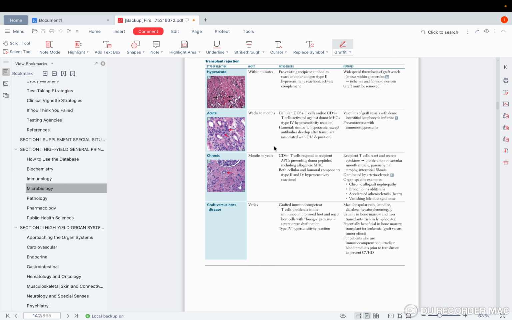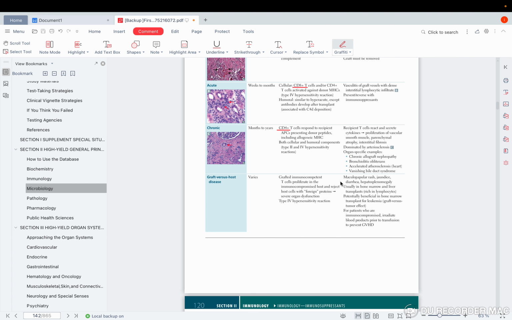If they tell you he has fibrinoid necrosis and thrombosis of the organ, and it happened 2 minutes after you put the organ in the body, it became thrombosed. Yep, hyperacute. Keep in mind, please, guys. This one, the first one, is antibody mediated. The second one is mainly CD8 mediated. The third one is mainly CD4 mediated.